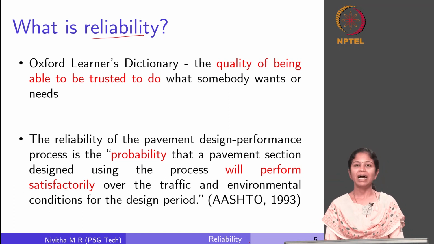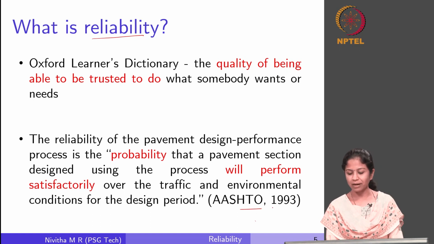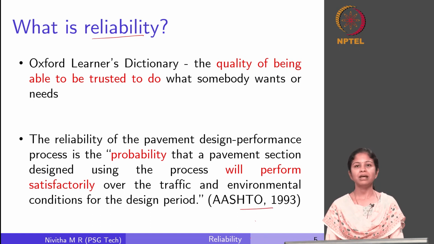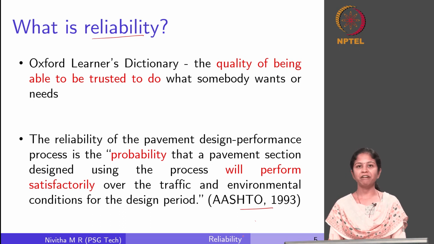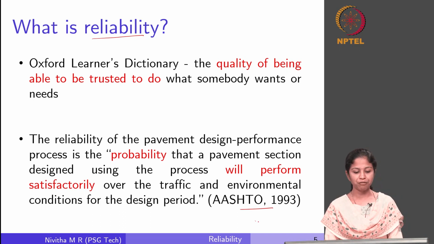So AASHTO has specifically given, again AASHTO has many definitions. When I am talking about the AASHTO 1993 design procedure, I will go through all those definitions, but I have given one relevant definition to motivate reliability from the pavement design perspective. The reliability of the pavement design performance process, right. So it is design, which is associated with the performance. We are expecting some degree of performance from this particular system.